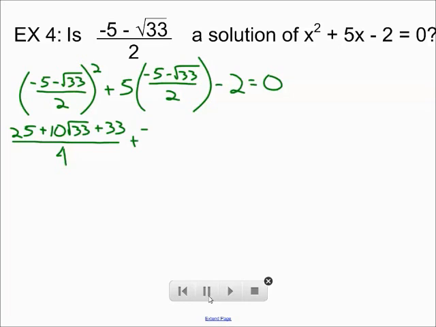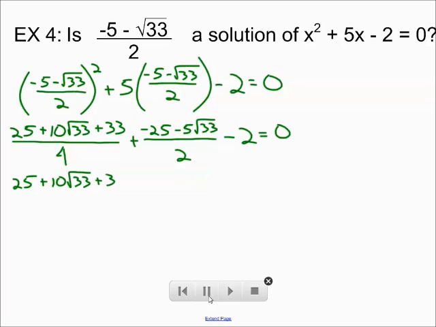Next term, we have to multiply. 5 times negative 5 is negative 25. 5 times negative square root of 33 is negative 5 square root of 33. Write out the rest of the equation. Now, to add these three terms, I need to get a common denominator. I'll use 4.